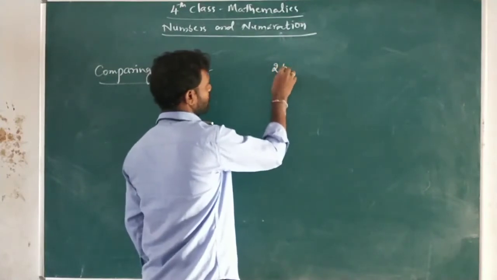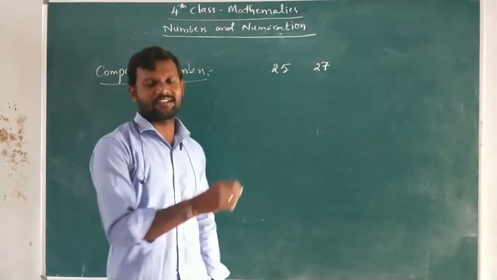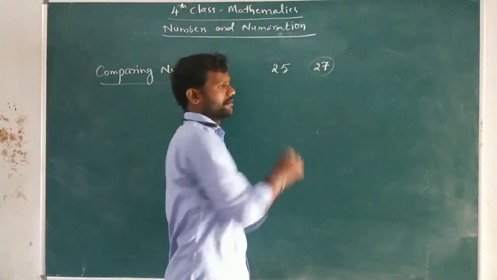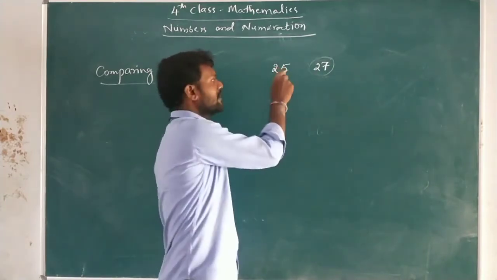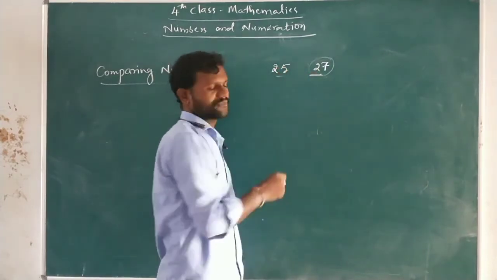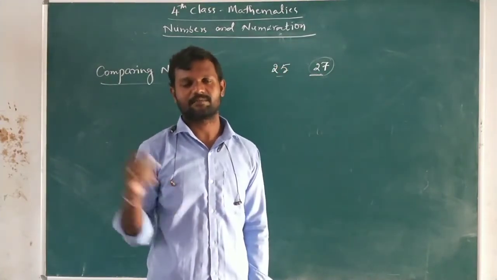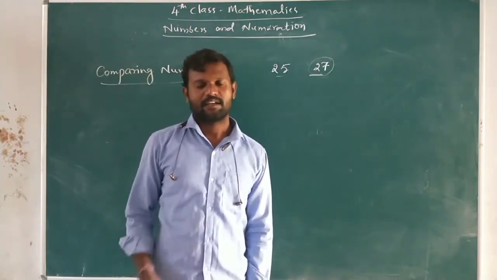two numbers are given, 25 and 27. Which one is the greatest here? 27 is the greatest number, than 25. Here we are comparing these two numbers. That's why we say greatest or smallest. That comes under comparing of numbers.